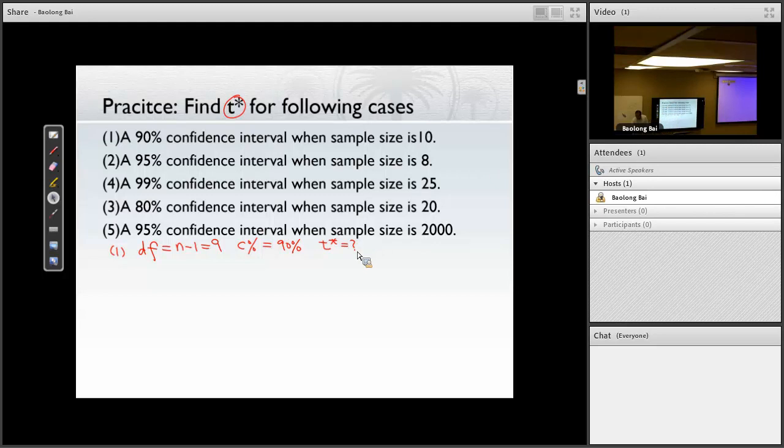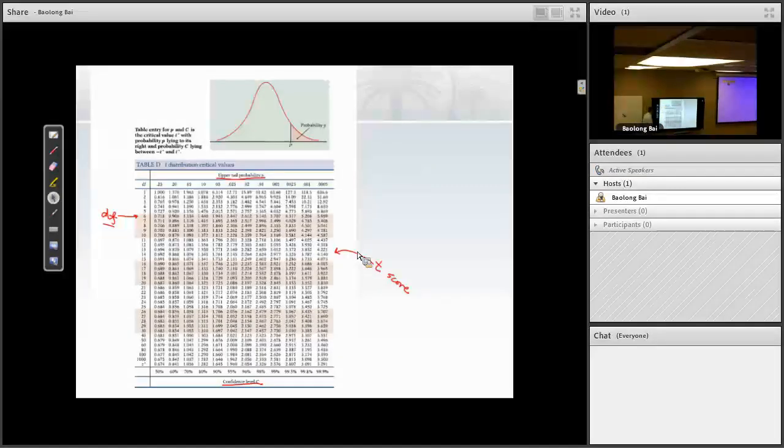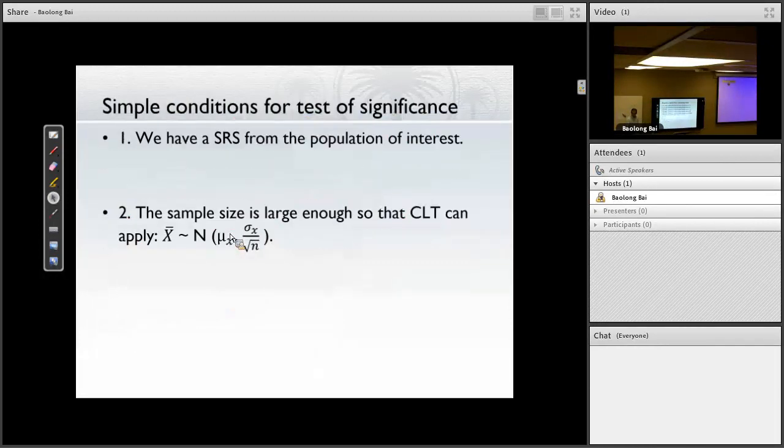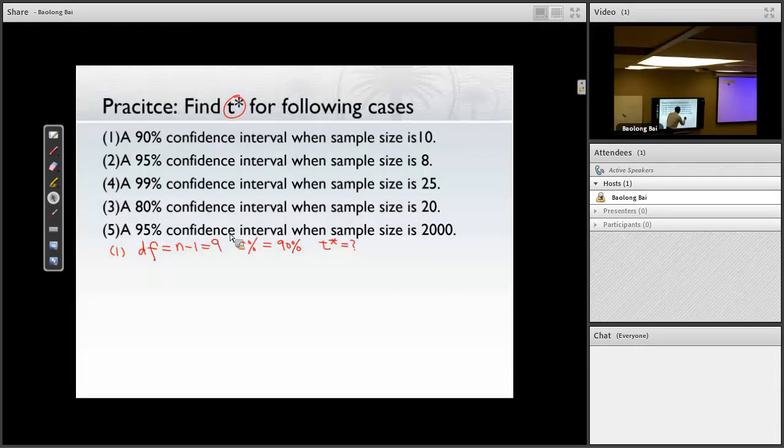So what t star should we use? If you go back to the table, confidence level 90%, degree of freedom equal to 9. You find the cross section inside the table, that will be the t star to use. 1.833. Right. And likewise, you can easily find t star values for any other examples, right?